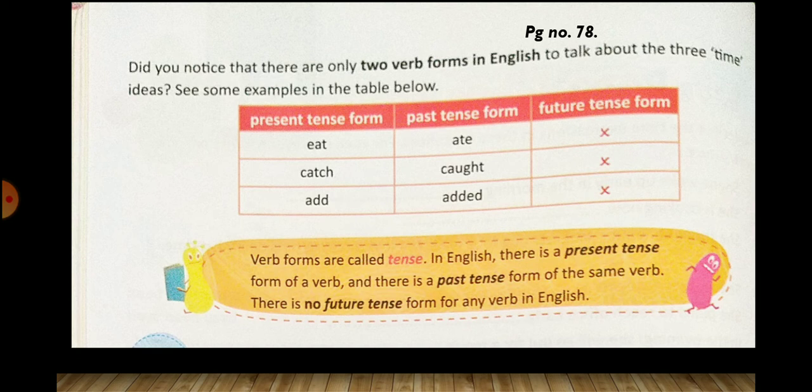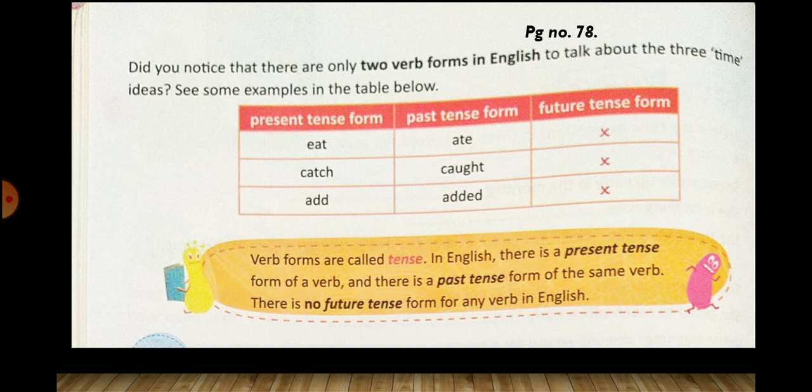So whenever we talk about time expression, we talk about the 3 types of times, that is the present time, past time and the future time. But whenever we talk about the verb forms, there are only 2 verb forms in English when we talk about the 3 times. Okay, so the present tense form and the past tense form. There is nothing known as future tense form. So it is very important for us to understand. So there are only 2 tense forms of the verb in English.